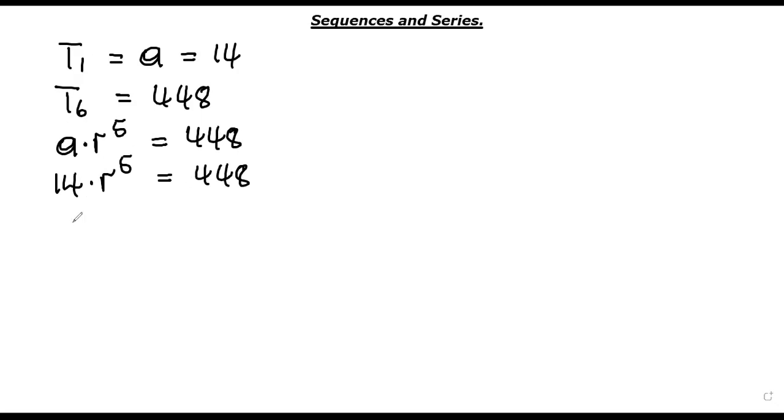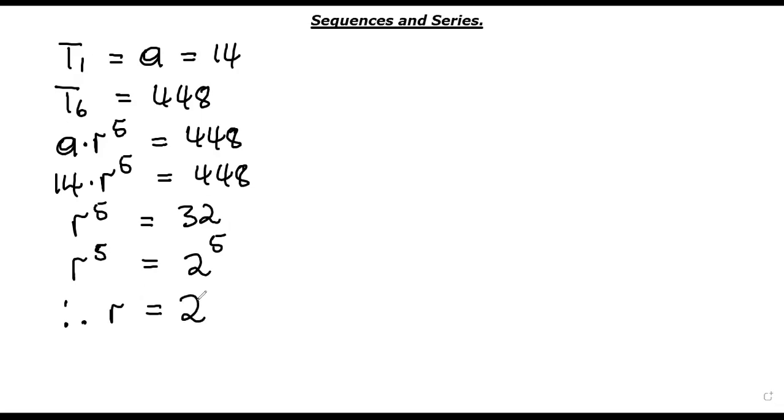Then you divide both sides by 14. You find that R to the power 5 will simply be 32. And then you realize that 32 can be written in exponential form to base 2, so this is 2 to the power 5. Then you say, if the exponents are the same, the bases are bound to be the same as well. So that will be your constant ratio.